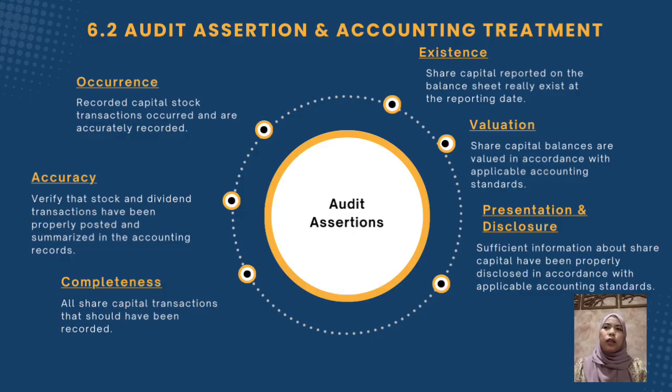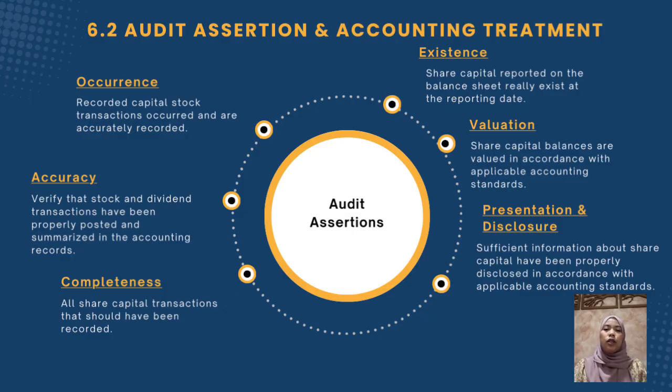For example, auditors may verify share registers or confirm with share registrars to ensure that the issued share capital is real and valid. The fifth assumption is valuation, which ensures that equity items are recorded in accordance with accounting standards and are properly measured. Although equity is not remeasured like assets, auditors still ensure that transactions such as share premium and reserves are correctly classified and valued.